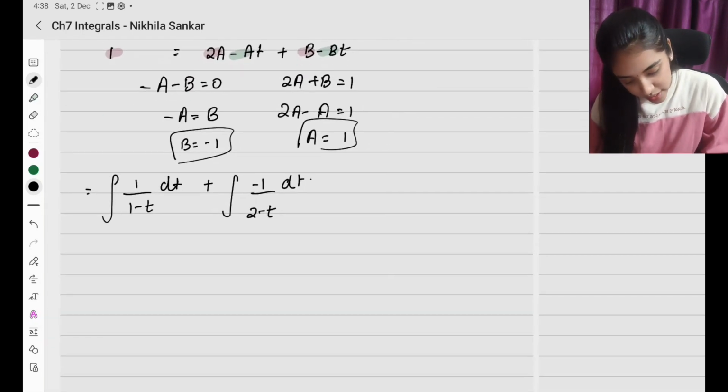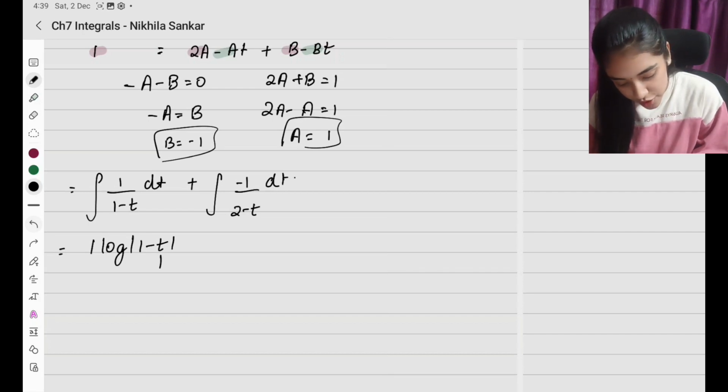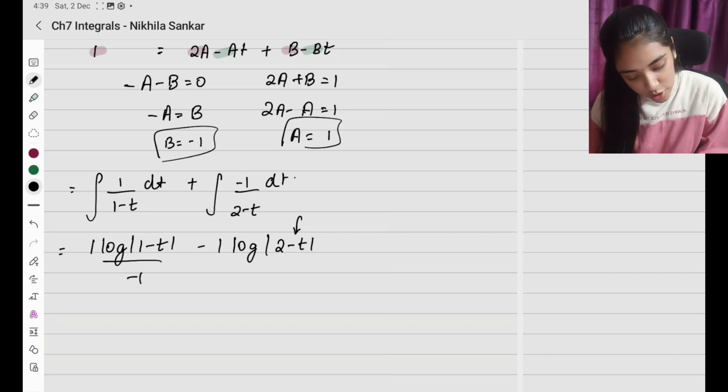So I can take the constant outside. So 1 log mod 1 minus t. Here there is a minus t, the coefficient of t is minus 1, so I have to divide by minus 1. Here minus 1 is already there. Log mod 2 minus t. Again the coefficient of t is going to be minus 1, so divided by minus 1 plus c.